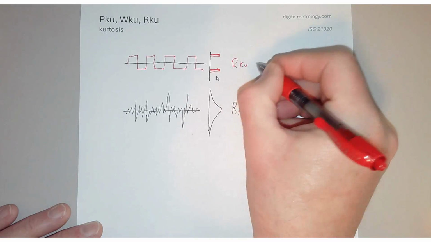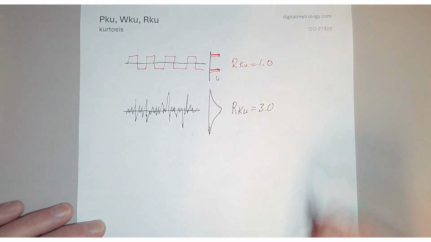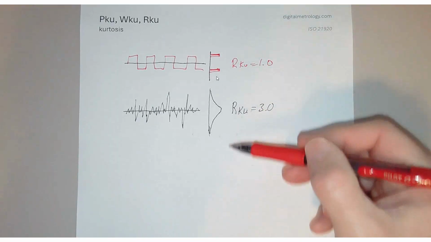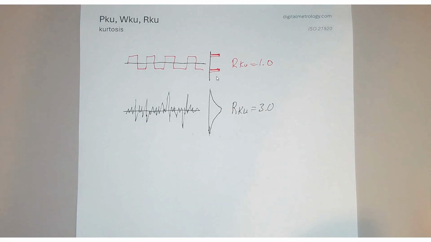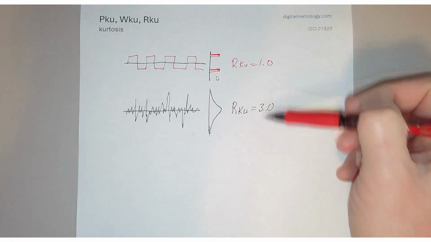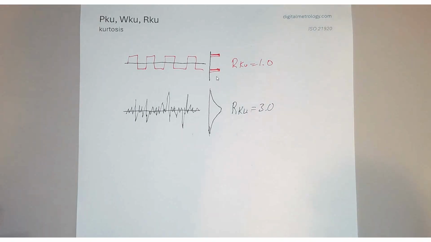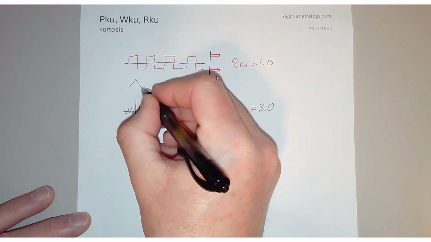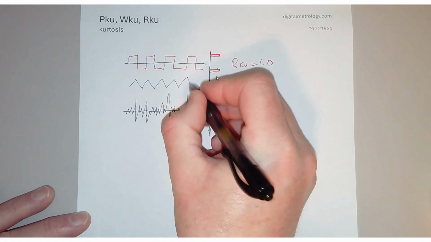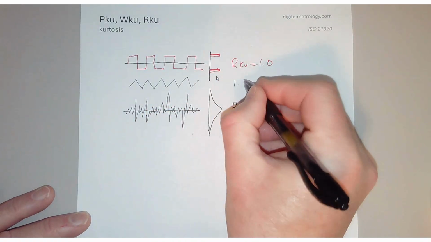kurtosis of 1. So anything in between a square wave and a random surface would have a kurtosis somewhere between 1 and 3. For example, a triangle lives in this space. A triangular surface has a kurtosis of 1.8.